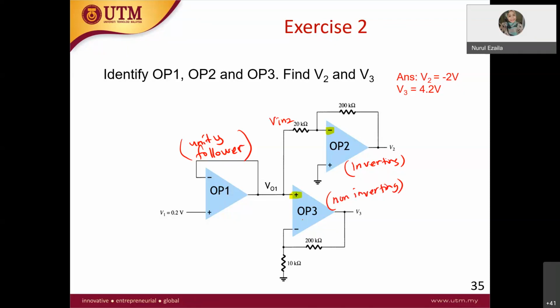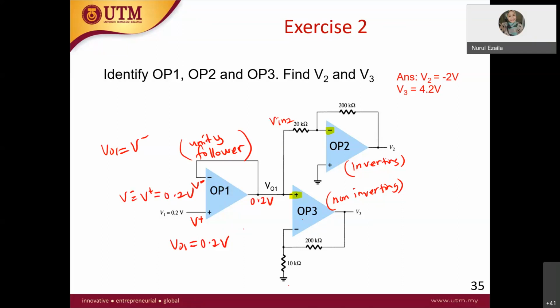Now for op-amp 1, a unity follower, V out 1 is equal to V minus. This is V minus, this is V plus. We know that V minus equals V plus equals 0.2 volt. Therefore V out 1 equals 0.2 volt. This is 0.2 volt at this node.